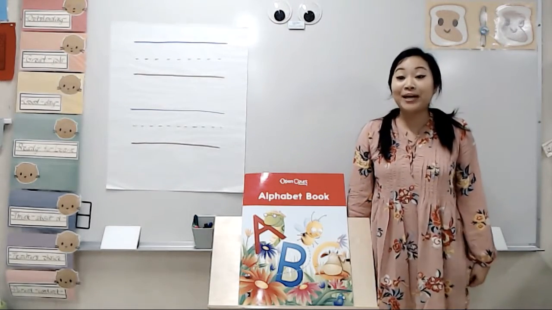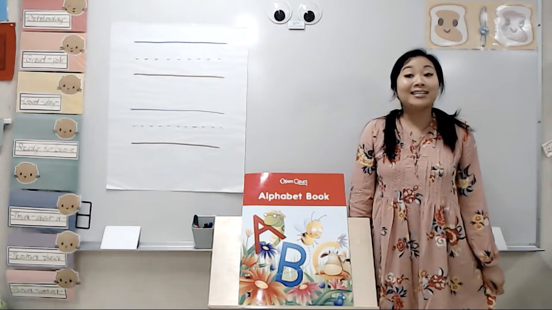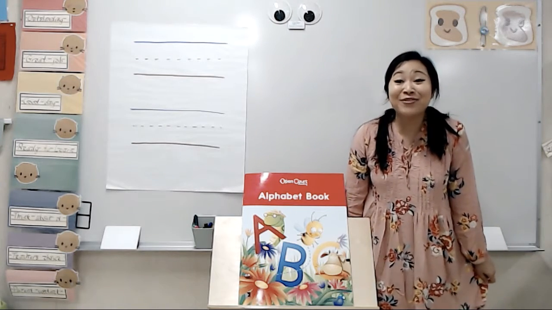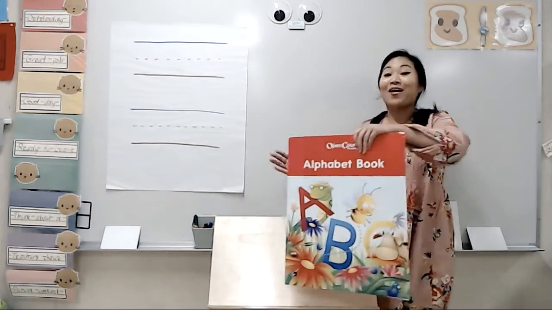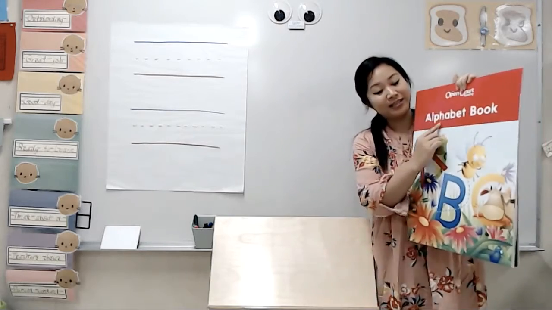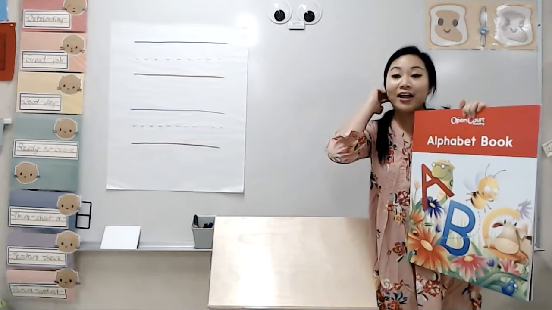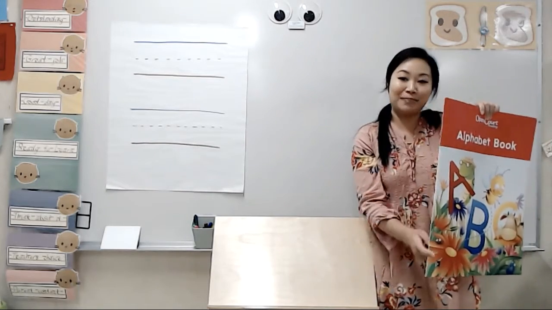Today, we are going to look at a different book. We talked a lot about the alphabet, and I have a special book just for you. It's called our alphabet book. This is the front cover, back cover, the title, and the title of this book is Alphabet Book. And this is the spine.